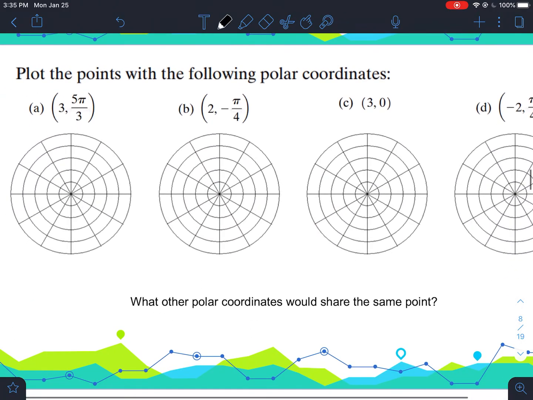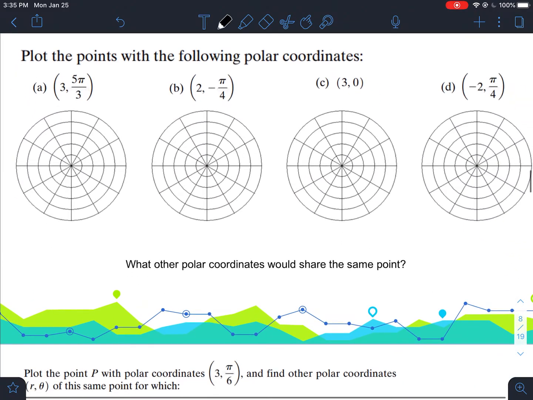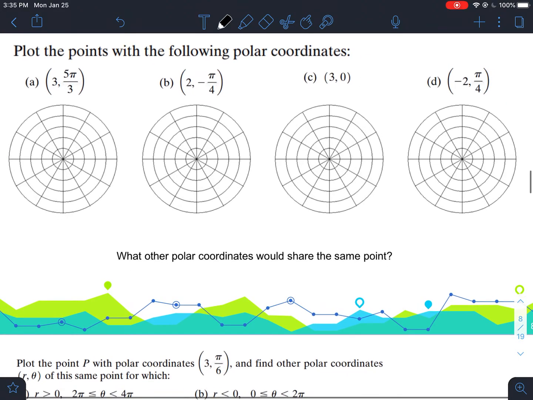So let's plot some points. The polar plane kind of looks like a spider web. If we wanted to do 3 and then 5 pi over 3, 3 would mean that I would be 3 out. Notice this would be a radius of 1, this would be a radius of 2, and this would be a radius of 3. So I would be on that third layer of the spider web.